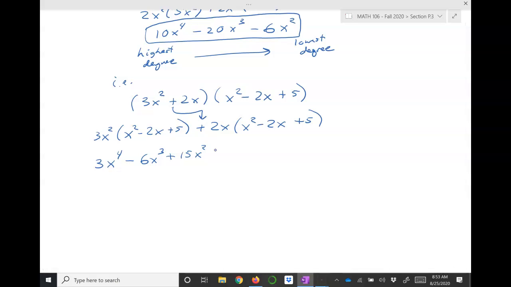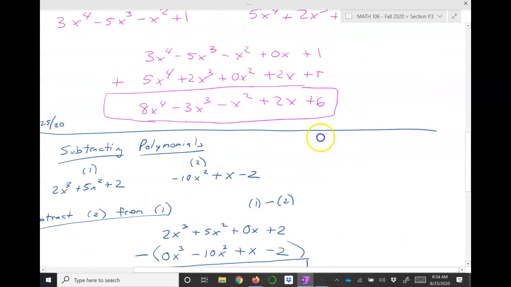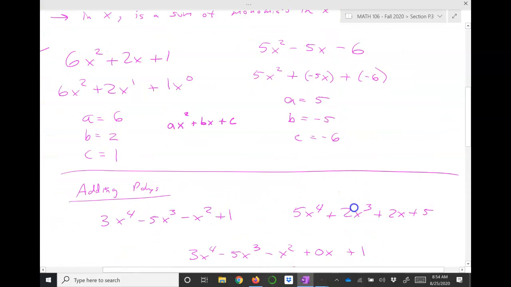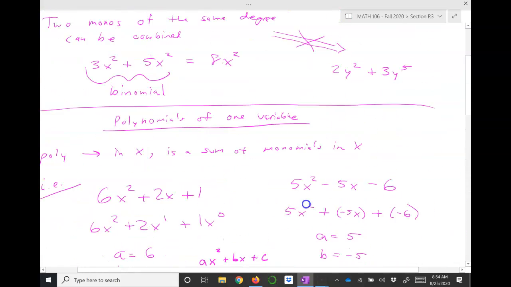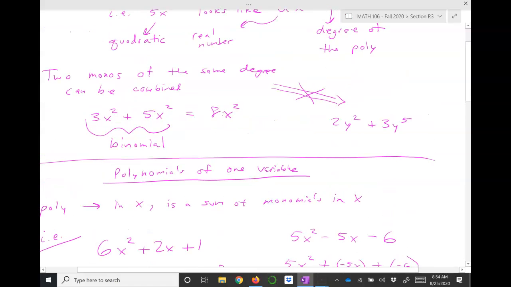Then we just do the same thing for the second half. So it's plus, we have a 2x times x squared, that's 2x cubed. Then 2x times negative 2x, negative 4x squared. And then finally 2x times 5, or plus 10x. And then finally, now we just have to combine like terms. So if you remember from section, or it might be at the beginning here, right? Same thing we did with adding polynomials, right? 2 monomials of the same degree can be combined.